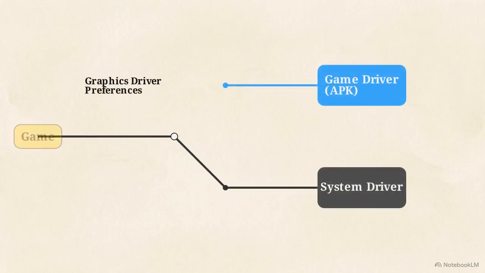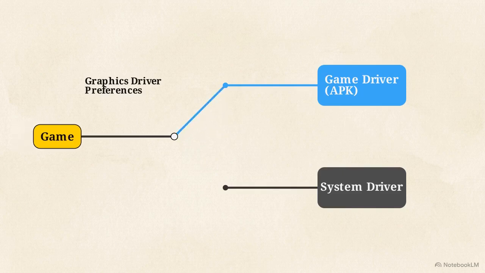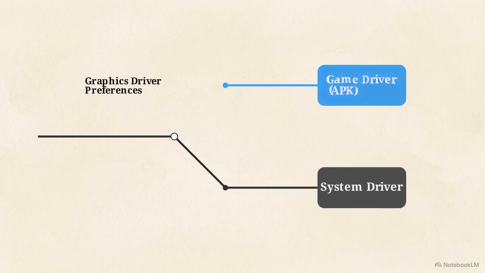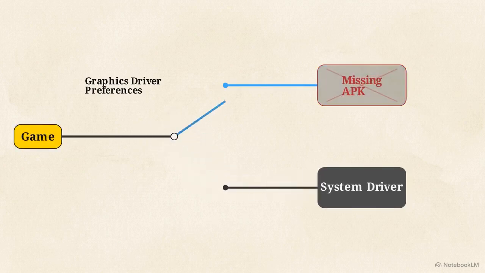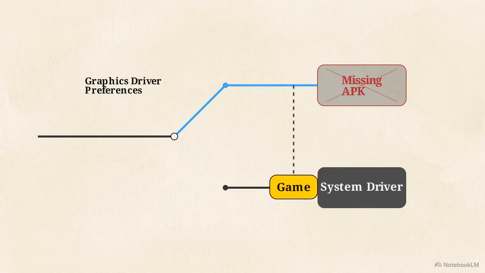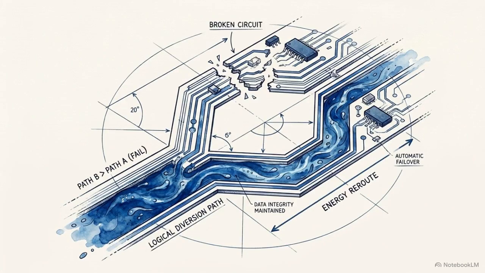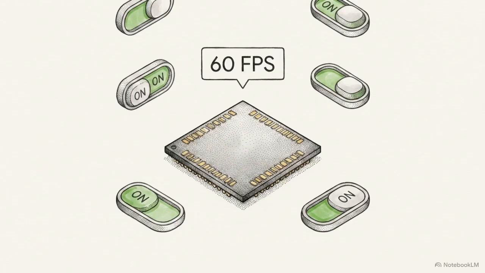This logic gate shows manual routing. Users can force a game down a new pathway to an updated driver APK. System apps are permanently locked out to prevent crashes. But if manufacturers never ship that APK, the switch points at nothing. When you open the developer menu and select Game Driver on a device missing that APK, the operating system simply recognizes the void and quietly routes the game right back to the default driver. The toggle looks like it worked, but your hardware hasn't changed its behavior at all.